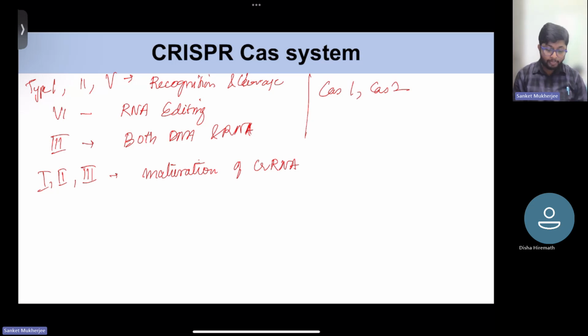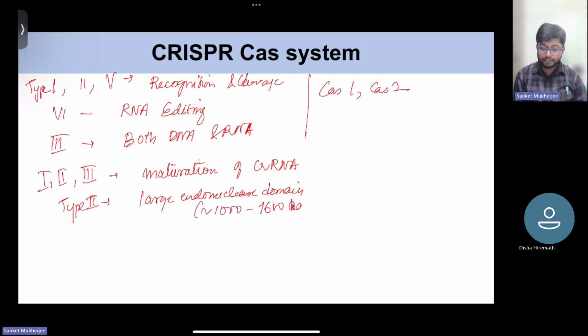Type 2 has the large endonuclease domain, which is around 1000 to 1600 amino acid long protein called Cas9, which is important for editing.